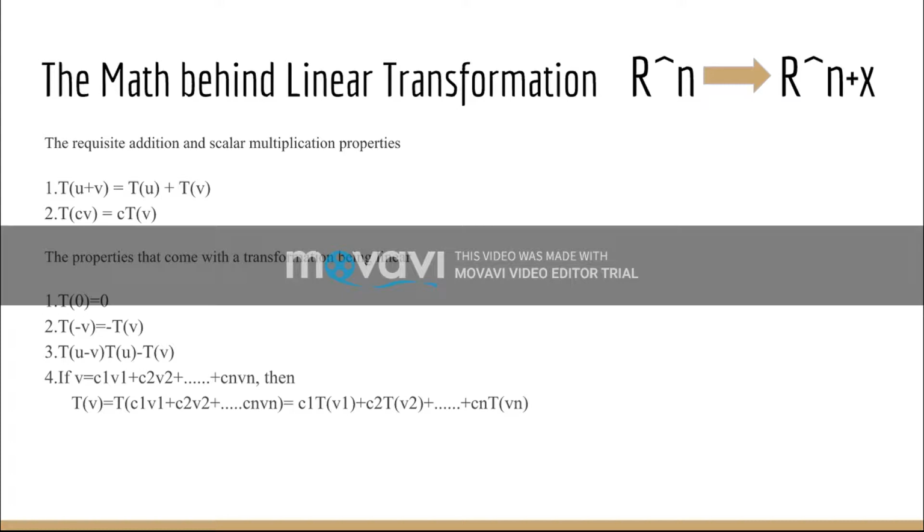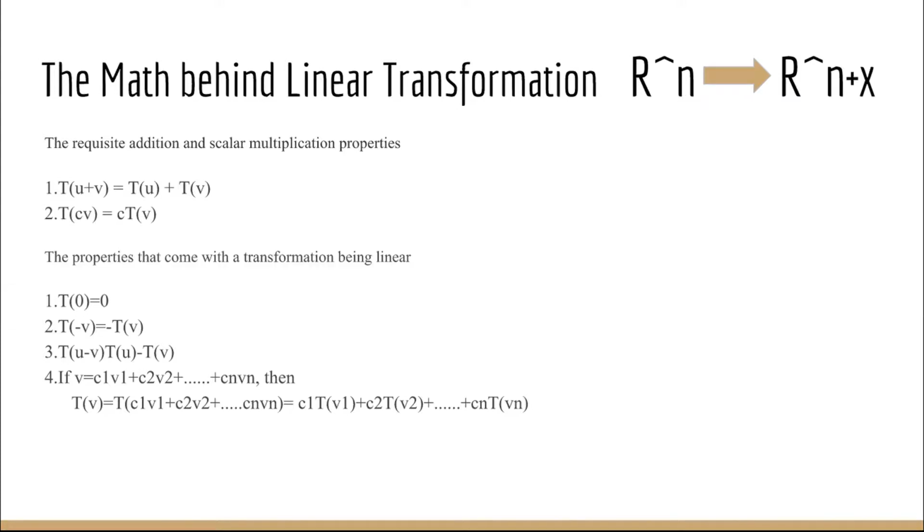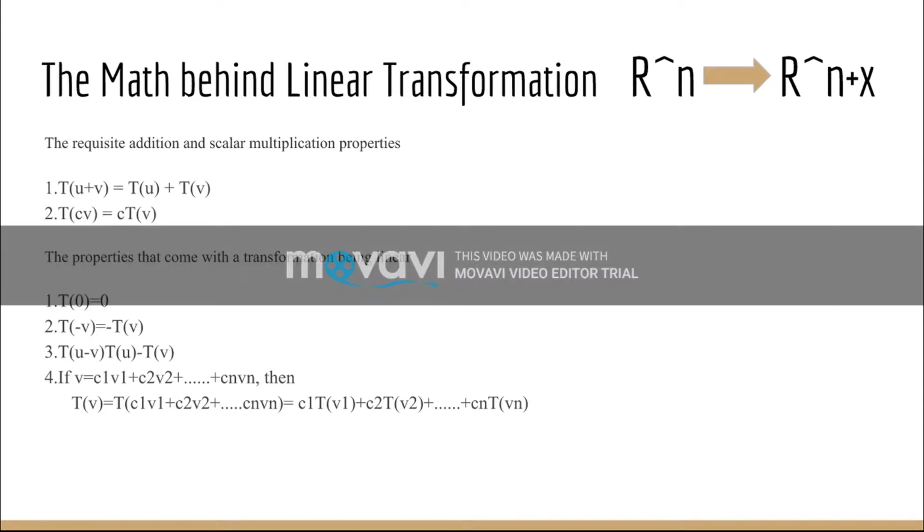In order for a transformation to be considered linear, the original vector space, called the domain, must preserve the scalar multiplication and addition properties in the new vector space, the codomain. A transformation is linear whilst the following conditions are met.